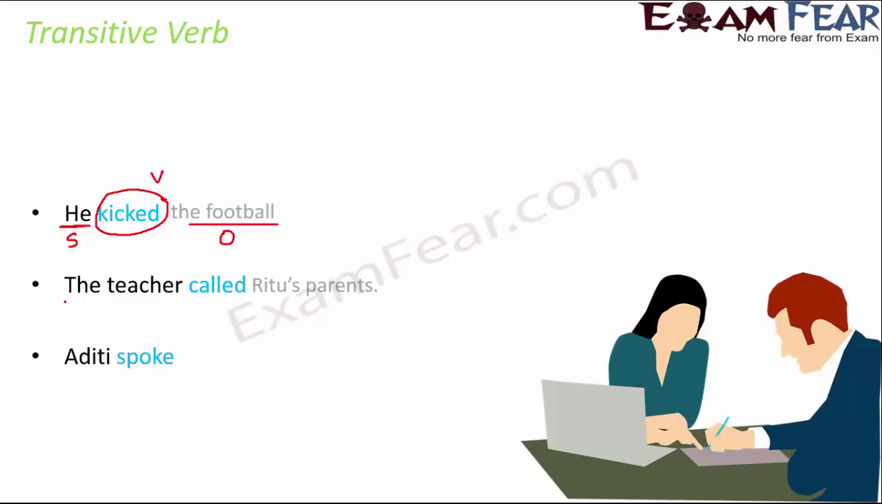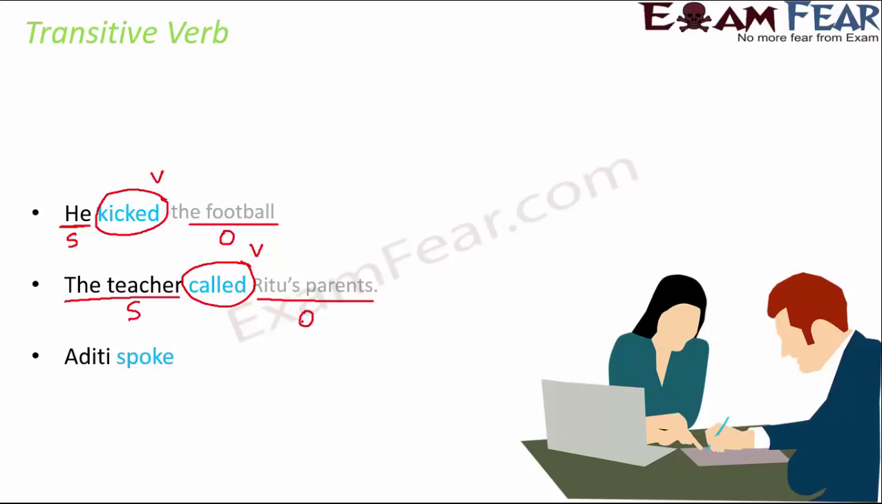So the teacher is the one who is calling, who is doing the action. So it is the subject. Called is the verb. And the teacher called whom? So the teacher called Ritu's parents. So this is the object. So here again you see there is a verb which is kind of linking the subject and the object. So whatever is being done by the teacher, that impact is directly on the object. So the teacher is calling, and who is getting called? Ritu's parents. So these kind of verbs are called transitive verbs.